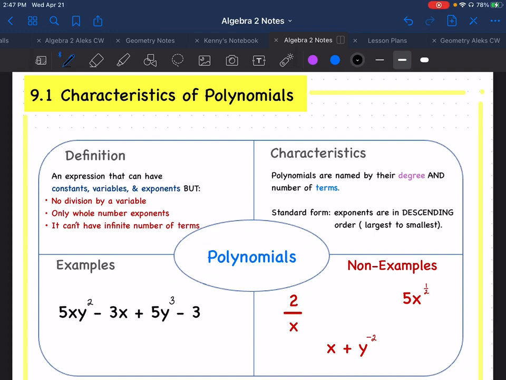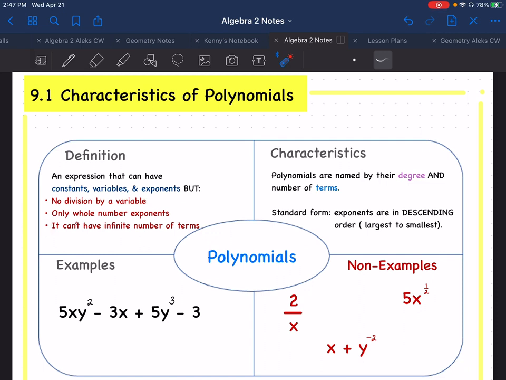Today's lesson is 9.1, Characteristics of Polynomials. Let's go ahead and start with the definition of a polynomial. This is an expression that can have constants, variables, and exponents, but there is no division by a variable. There are only whole number exponents, and it can't have an infinite number of terms.